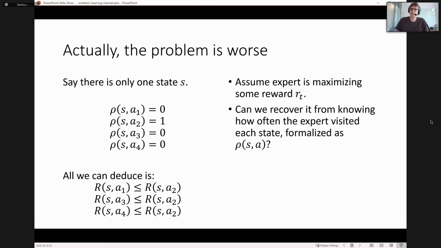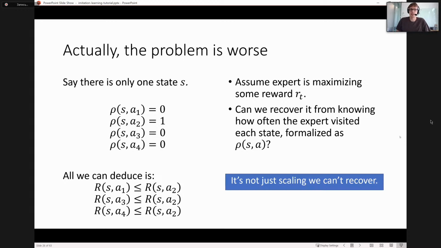Now let's think about an MDP which only has one state. MDPs like that are called bandits. Let's say that the distribution of expert data is that I'm always taking action 2 and never taking any other action. Now I'm assuming that the expert is maximizing some reward, and the question is, can we recover that reward just by knowing these probabilities? The problem is that all we can deduce is that action 2 is better than the other actions. Other than that, we don't know what these values are. So what this example teaches us is that it's not just scaling that's a problem. We cannot hope to extract the expert reward just from seeing which states the expert visits. And therefore, we have to do something else, right?